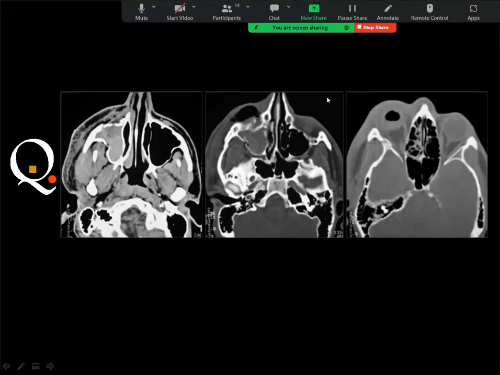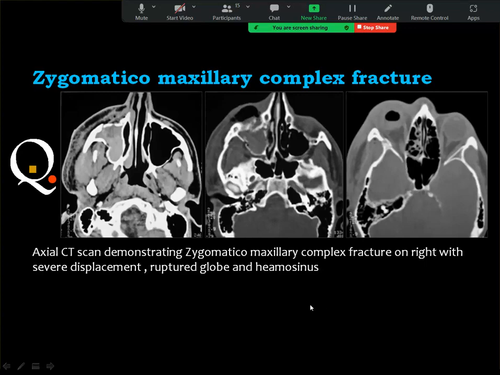Okay, in this particular case, it's easy to appreciate that there is a maxillofacial fracture on the right side, and this fracture involves the anterior wall of the maxillary sinus, the posterolateral wall of the sinus, the zygomatic arch, and the lateral orbital wall, all the components of zygomatico-maxillary complex fracture.